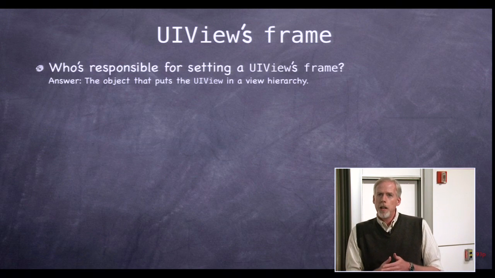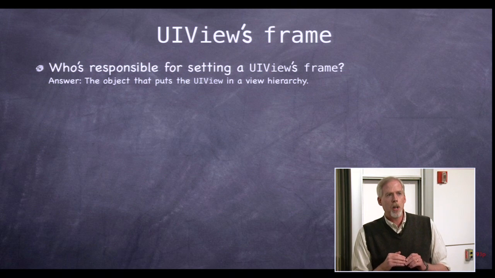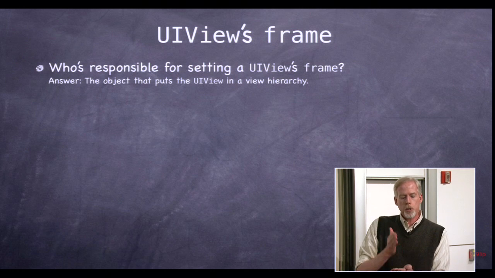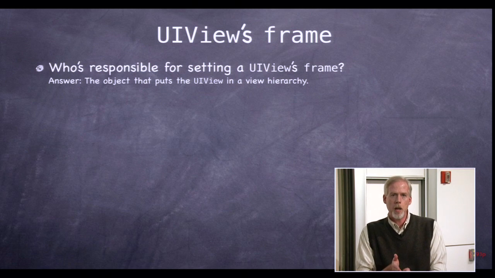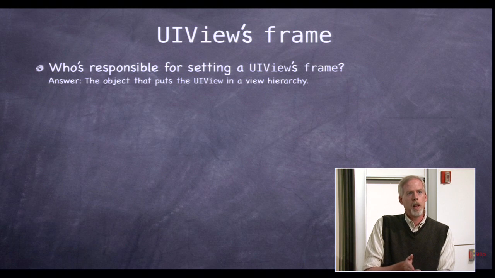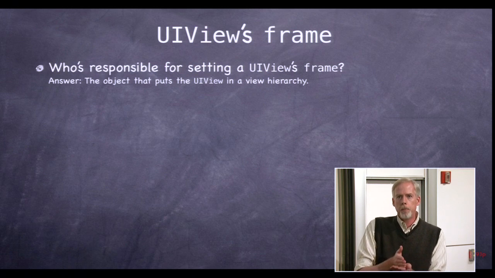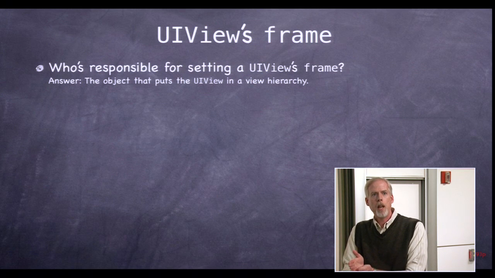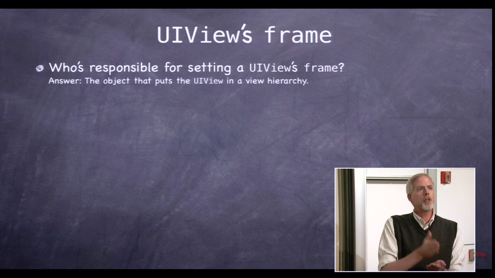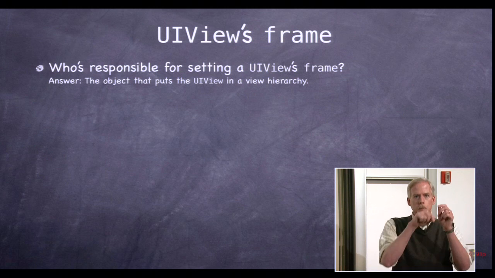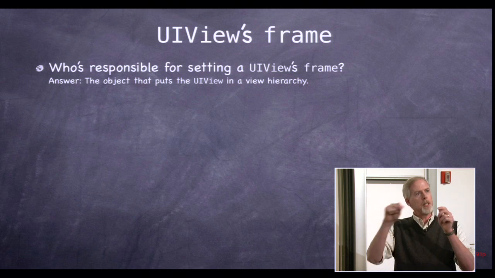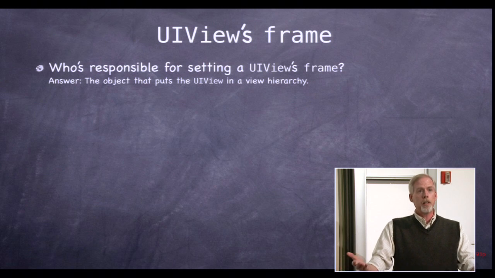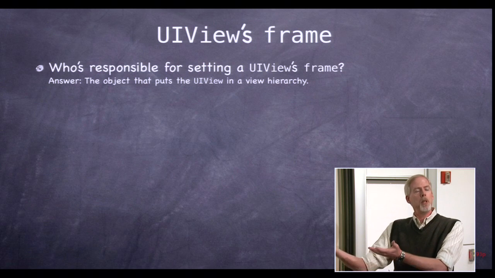All right, one last thing, and this is about the frames of your views. So this is an important question for you to understand the answer to. Who's responsible for setting the frame of a UIView? And the answer is, it's the object that puts that view into the view hierarchy. Okay? Now normally, who is that? It's the storyboard. You're dragging the views out and moving the little handles, right? To resize them, you're setting the frames. Okay, all's good. But if you do alloc init, alloc init with frame, what frame do you pass?